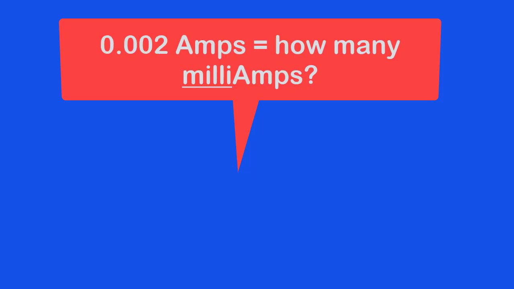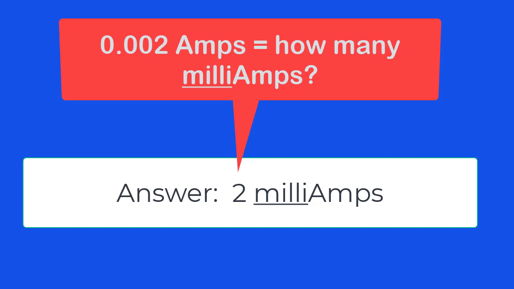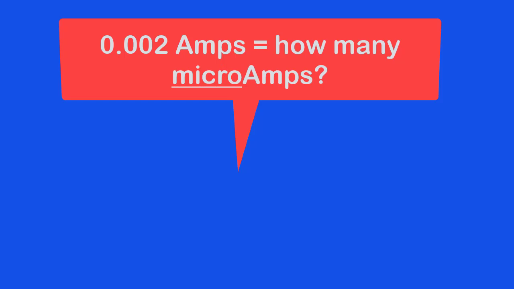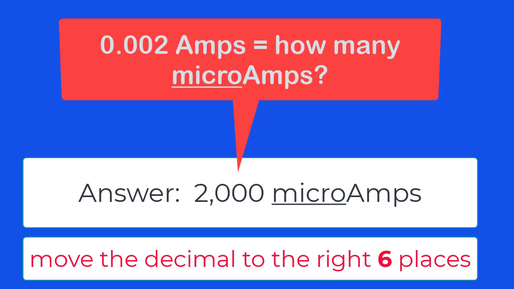Let's try some more. First, 2 thousandths of an amp equals how many milliamps? Answer, 2 milliamps, because 2 thousandths of an amp and 2 milliamps are the same thing. How do we get the answer? We move the decimal to the right 3 places, which is the same as multiplying by 1,000. Second, 2 thousandths of an amp is equal to how many microamps? 2,000 microamps. How do we get the answer?